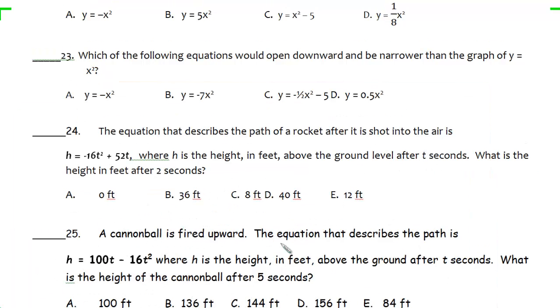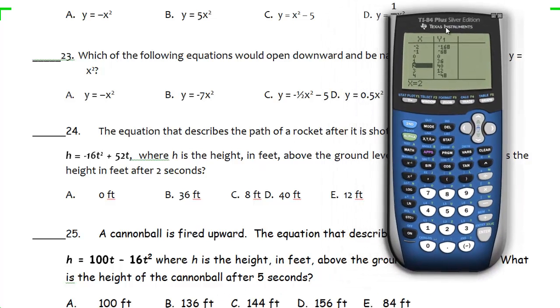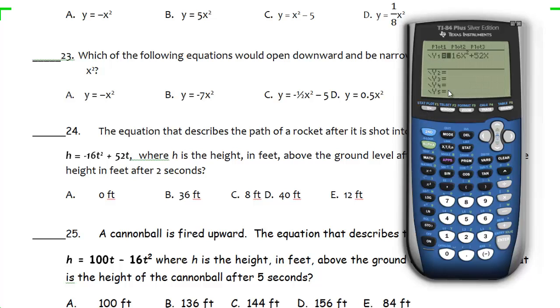And a cannonball is fired upward. The equation describes the path is height equals 100t minus 16t squared, where h is the height in feet above the ground after t seconds. What's the height after 5? Again, this is asking the exact same thing as the prior problem. I'm just going to go to y equals here, and I'm going to graph this function. That's 100x. Let me just clear it out and start over. 100x minus 16x squared. And again, we'll graph that.